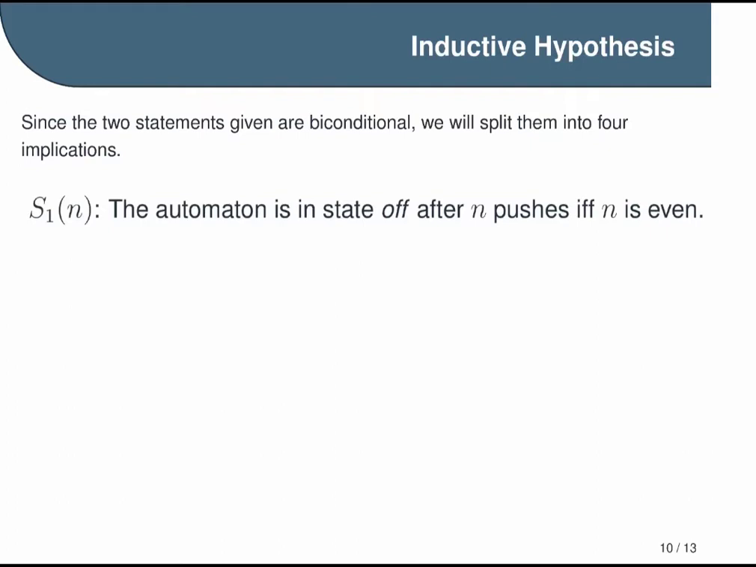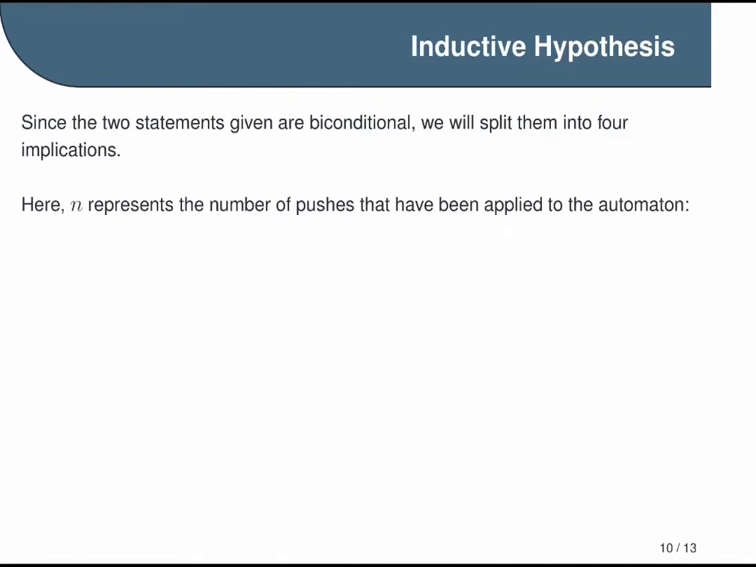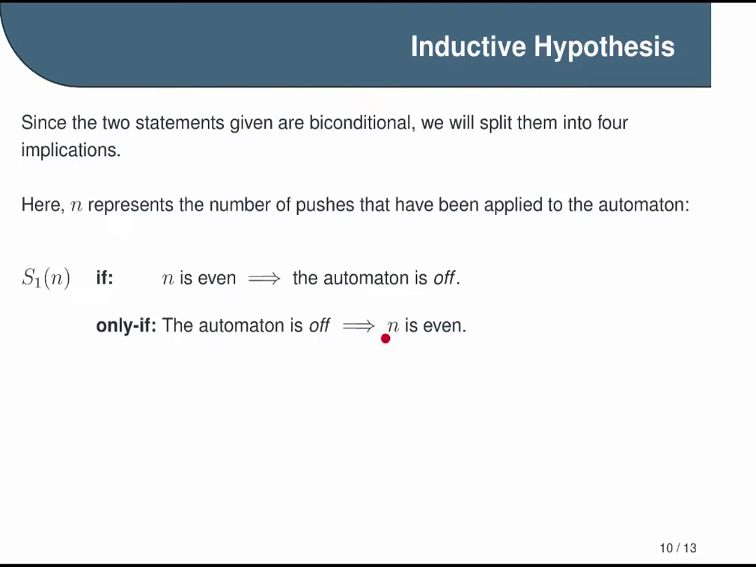So if we start with the if part of the sentence, that means we start from the end of the sentence and we say if n is even, then it implies the automaton is in the state off after n pushes. That is the if direction. Then to go in the only if direction, we say the automaton is in the state off after n pushes only if n is even. That is the only if direction. To write this a little bit more compactly, just keep in mind that n represents a number of pushes that have been applied to the automaton. So you can think of this as the number of pushes in a string of pushes, or the length of that string. Then we can write our two cases simply as the if side, n is even implies the automaton is off, and the only if side, which is the automaton is off implies n is even.